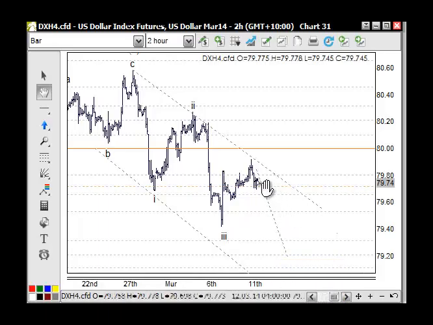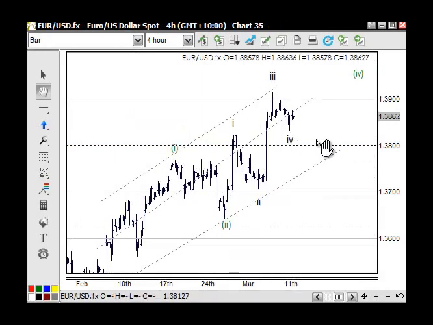so new lows to be made here. Now the breaching of this here also would trigger the euro to the upside as well, so we're looking at this being a wave 4 through here for the euro.